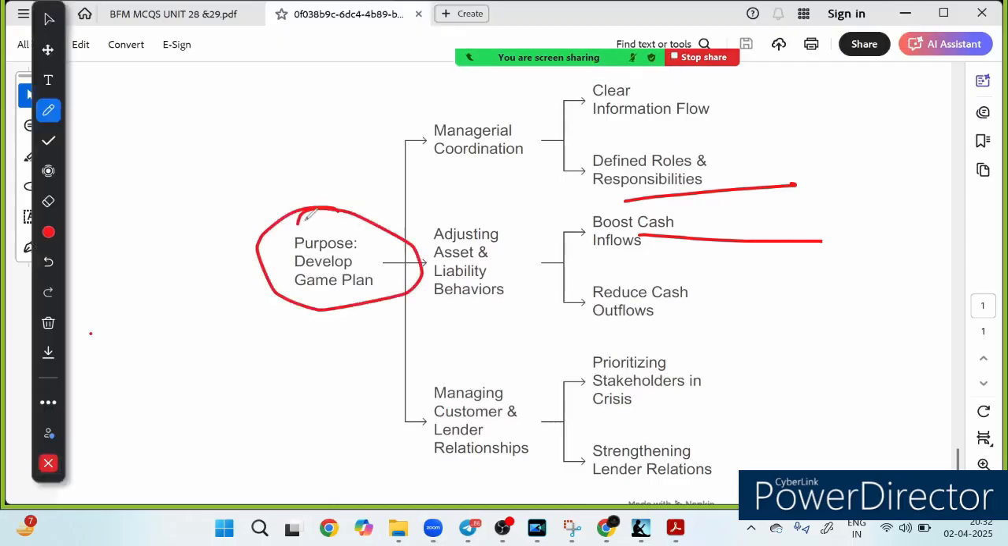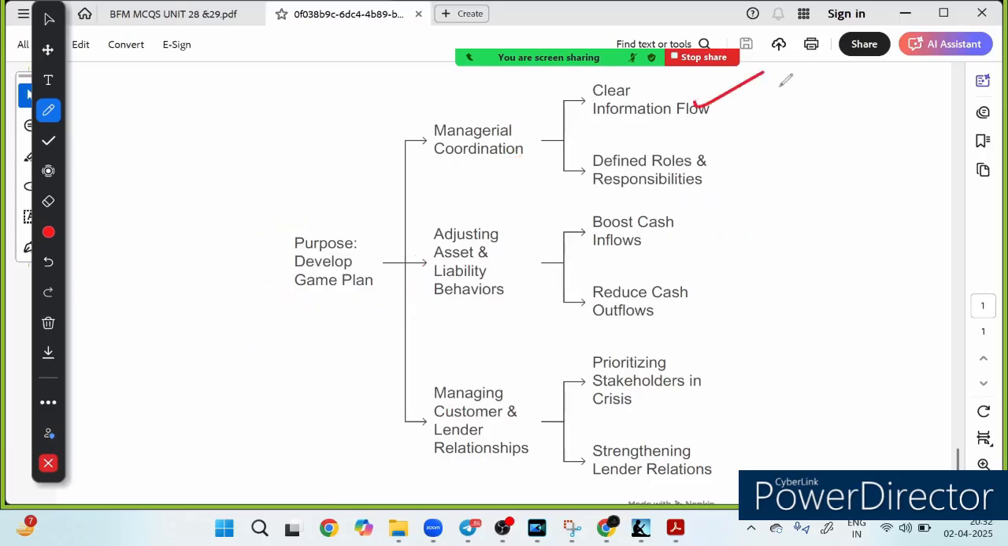So how can organization handle crisis like expert? So there is something called managerial coordination. A well coordinated team can make all the difference in a crisis. Clear communication within the management. You see, clear information flow, clear communication, right? Within the management is key to quick and effective response. That is where we ensure that everyone know exactly what needs to be done, who is responsible for what, and what decisions are being made. That is called defined roles and responsibility. So clear information flow help prevent confusion. Define role and responsibility, ensure that everyone is on the same page.